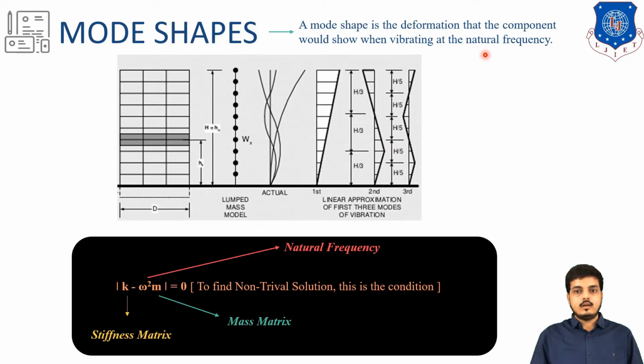The mode shapes can be found with the help of natural frequency. First of all, we will find the natural frequency with the help of this equation, in which k minus omega square m equals 0. Here k is the stiffness matrix, omega is my natural frequency, and m is the mass matrix. Let me show you how we will do it.